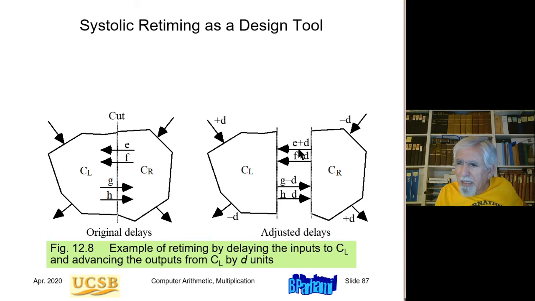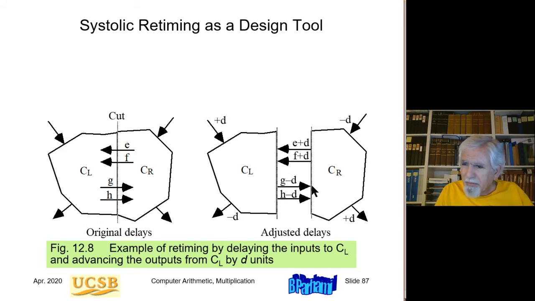And similarly, everything that goes into this part of the circuit is delayed by D, including primary input, and everything that goes out of this part of the circuit is advanced by D units, including primary output. And then the claim is that this circuit externally functions exactly as before. So these added and subtracted delays do not affect the external behavior of the circuit. And the reason is pretty obvious.